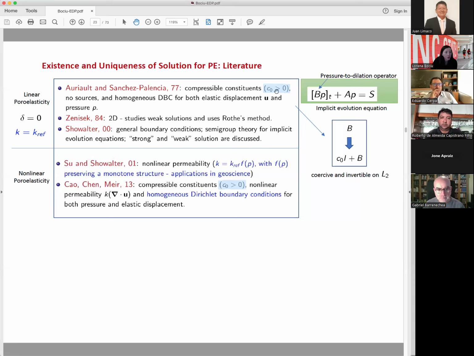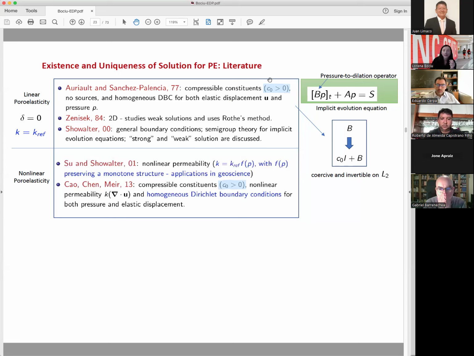So C naught is strictly positive. There were no sources, and they had the most simplified boundary conditions for both U and P, so homogeneous Dirichlet boundary conditions. Now, I should point out that if we're in the case of compressible constituents, the problem becomes much easier. Why? Remember, I mentioned that the whole system can be formally thought of as this one implicit evolution equation after you introduce the pressure to dilation operator. This pressure to dilation operator, it's not a nice operator. It is not invertible on L2.